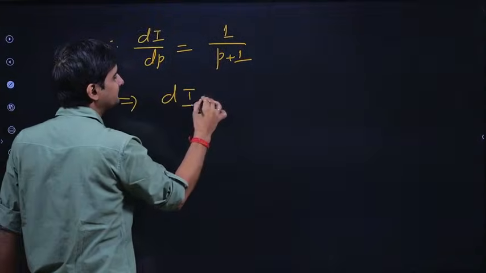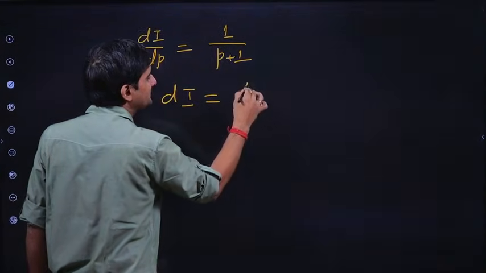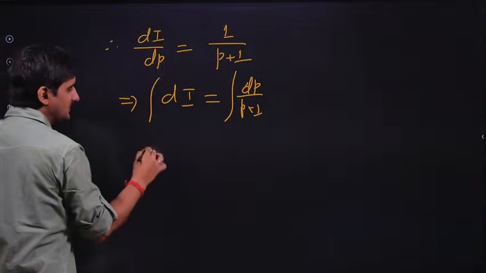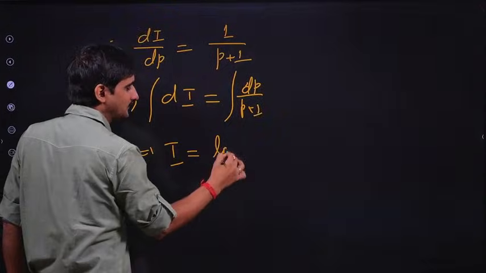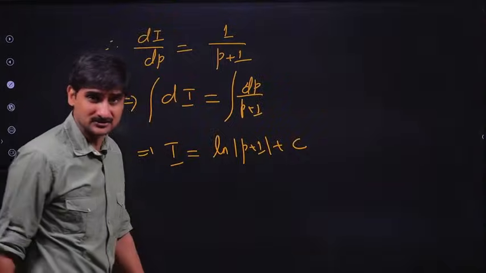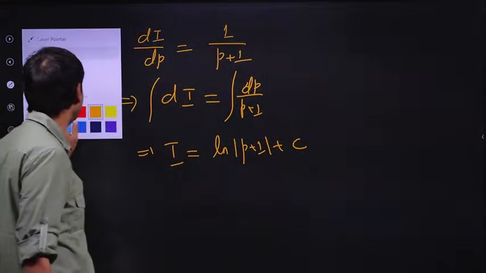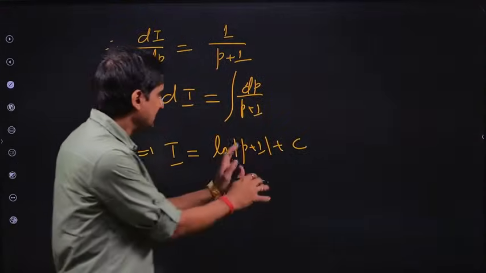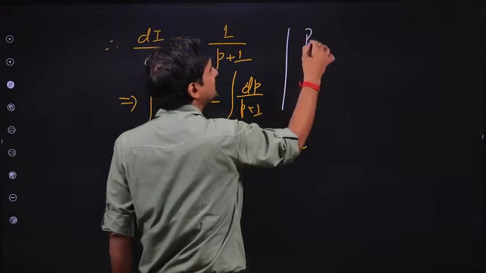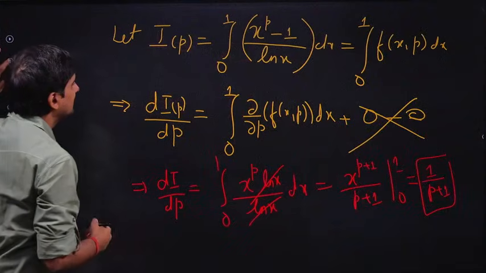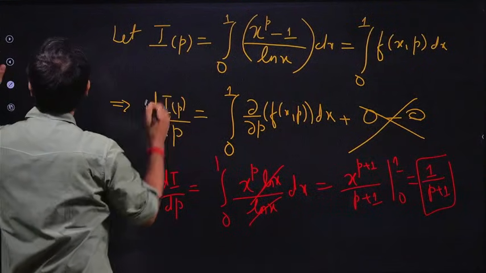So dI is dp over p plus 1. Integrating both sides, we get I here and ln of (p plus 1) here, plus of course one indefinite integral constant c, because now we are integrating indefinitely. Now to get c, I will put p equal to 0. So I(0) will be how much?